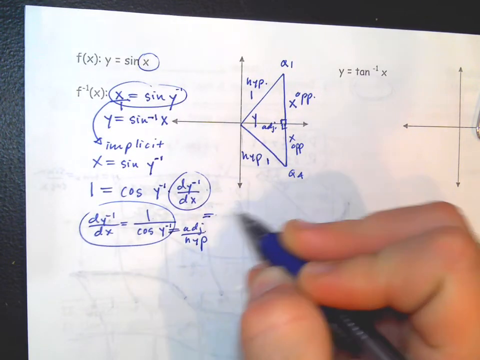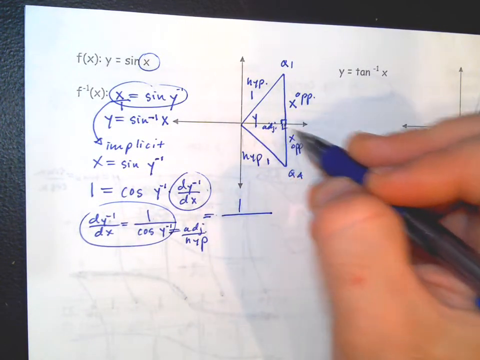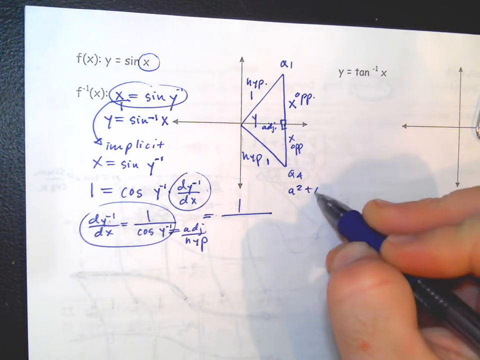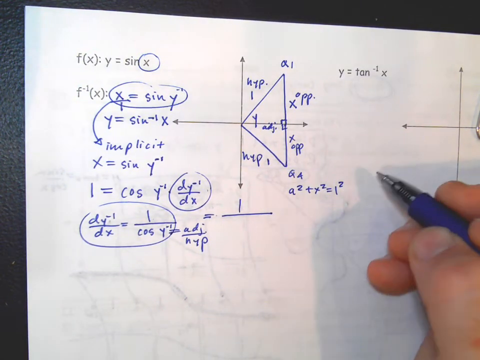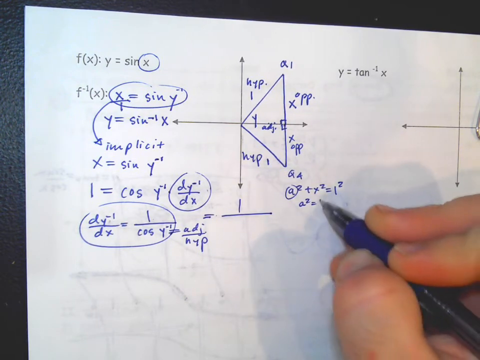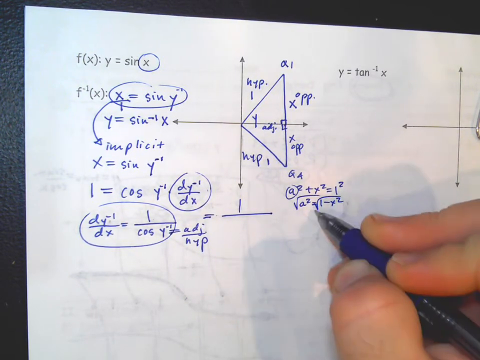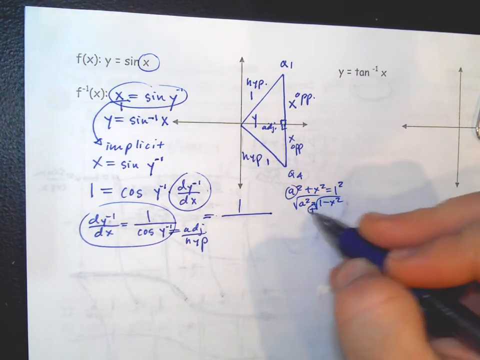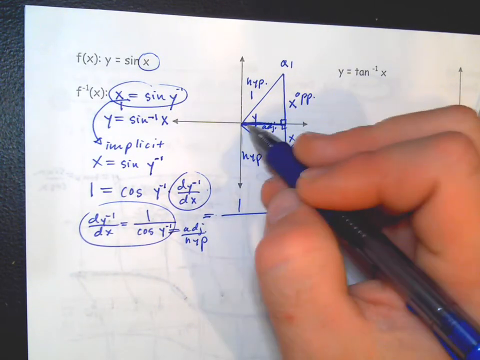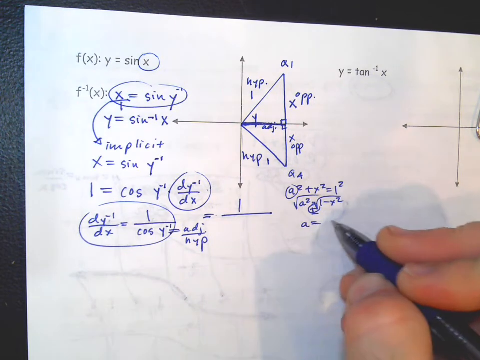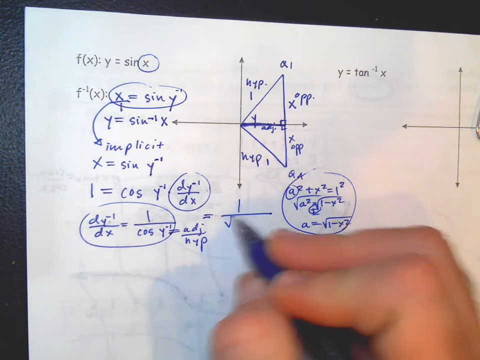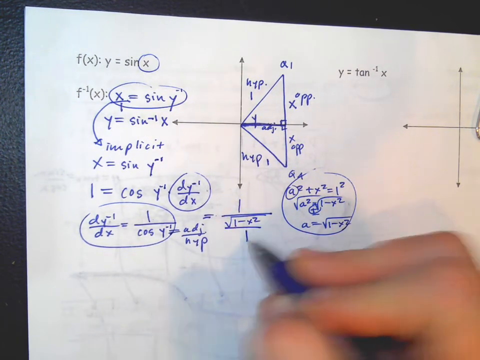So let's figure out what the adjacent side is. So that's Pythagorean theorem. I'm going to call it A. A squared plus x squared equals 1 squared, right? Pythagorean theorem. And we want to solve for A. So A squared equals 1 minus x squared. Square root of both sides, plus or minus. It's for sure going to be the positive because this is a positive side. Quadrant 1 and 4, adjacent side is for sure positive. So A equals the square root of 1 minus x squared. So adjacent is the square root of 1 minus x squared. The hypotenuse is still 1.